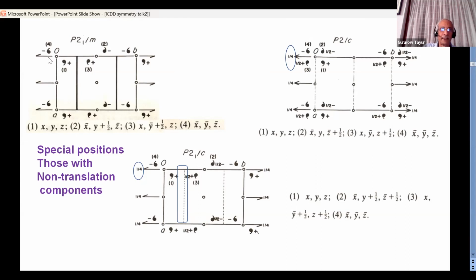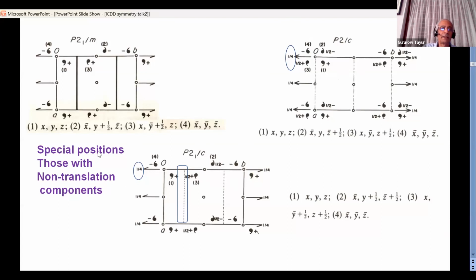2-1 remains at the same axis. Similarly, in the 2 by C case, the C glide moves and the two-fold rotation stays at the same position. The C glide moves by 1/4. But in the P21 by C case, both the glide as well as the 2-1 axis move.